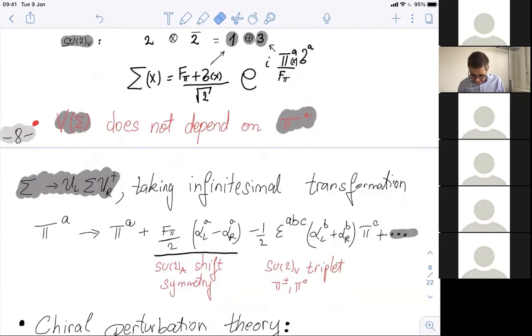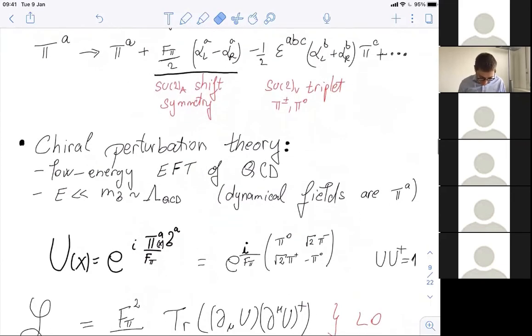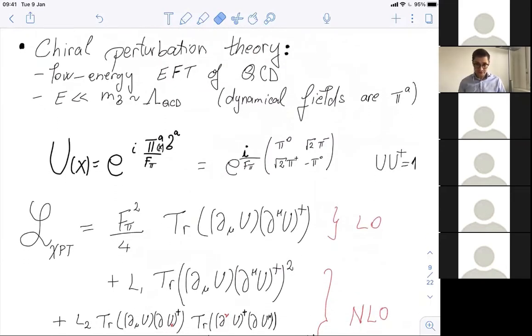This transformation is non-linear. There are these other terms in the thing. So something which was very useful in the literature is so-called chiral perturbation theory. We can take this idea and use the power of effective field theories. Pions are lighter than the rest of the QCD spectrum because they are pseudo-Goldstone bosons. So we can formulate an effective theory assuming that the only dynamical degrees of freedom are pions.